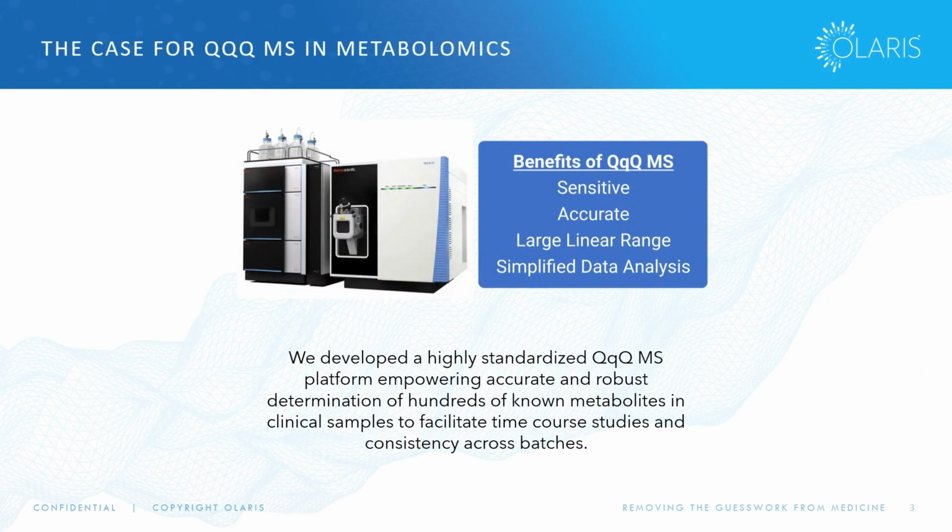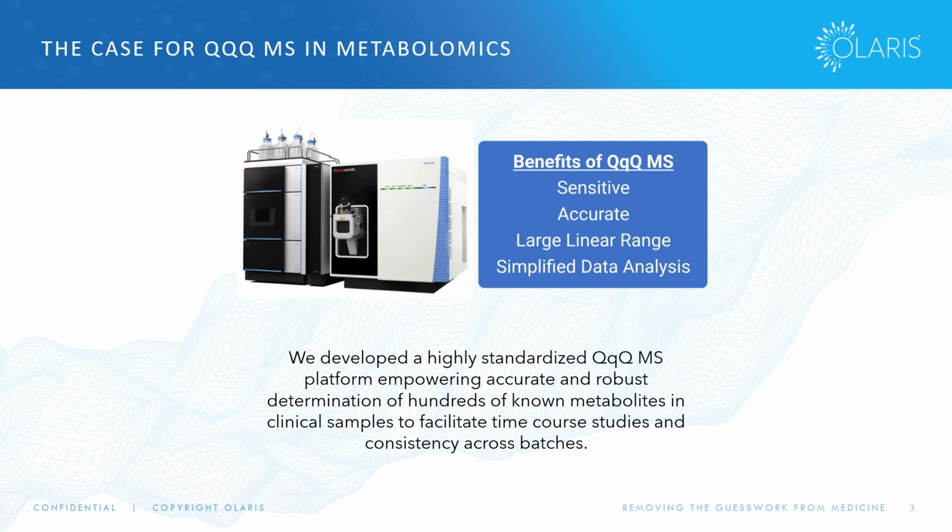In a nutshell, what we have done, we developed a triple quadrupole mass spec-based metabolomics method. And so there are certain advantages of using this type of instrumentation over high-resolution instruments that are more commonly used in metabolomics. These include highly sensitive and accurate analyses, a large linear range, and also simplified data analysis. And so we've built a method allowing us to measure hundreds of metabolites in a single run in a very highly reproducible manner. And so this allows us to robustly measure clinical samples, think about time courses, and also samples from different batches that can then be easily compared to each other.